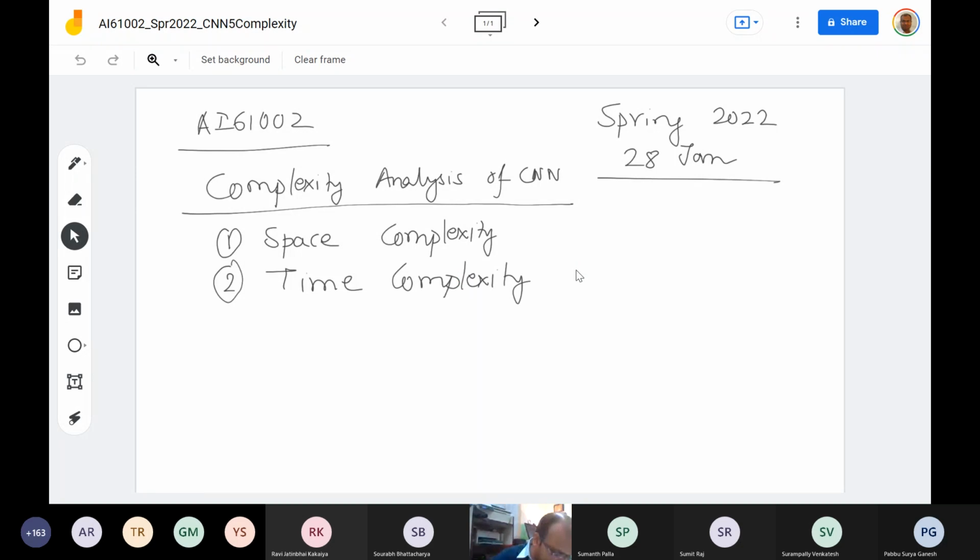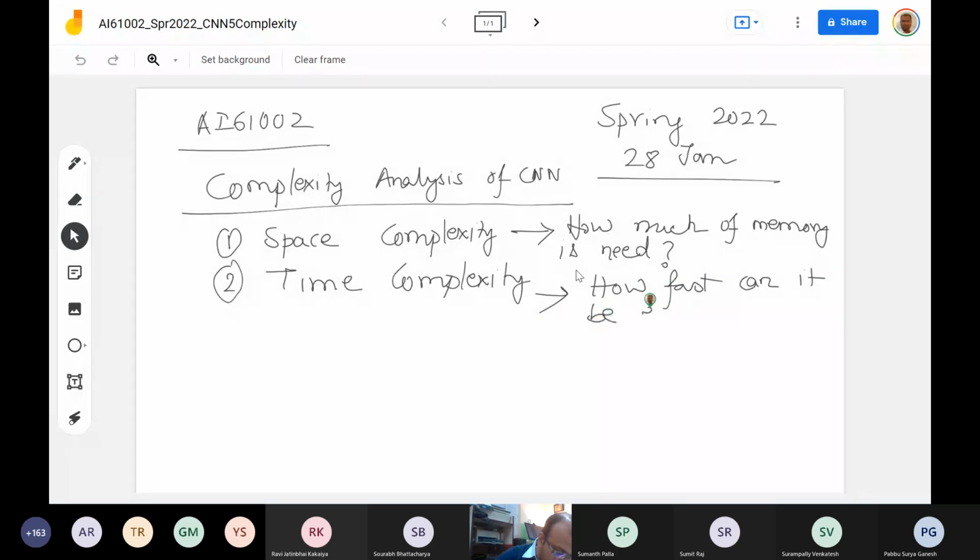What will space complexity define? Space complexity will tell me how much memory is needed in order to run this code. And time complexity will give me how fast it can be executed. These are two different aspects. Now, in order to analyze space complexity, what do we need to understand?